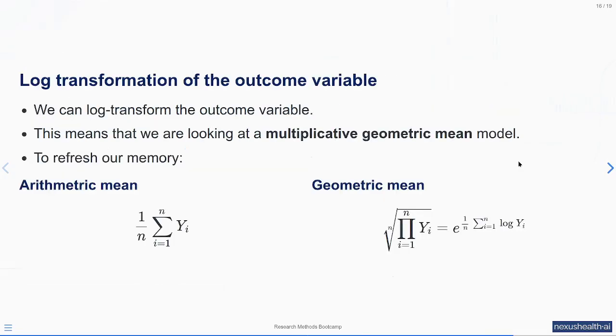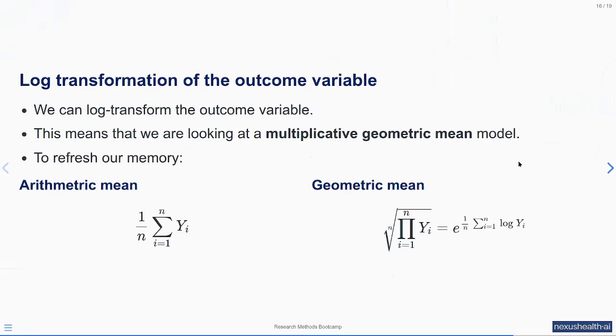So the log transformation of the outcome variable. How does that work out? We can log transform the outcome variable. In this case, we are talking about the number of oocytes produced during an IVF cycle. So this means that we are looking at a multiplicative geometric mean model. That's what log transformation does.